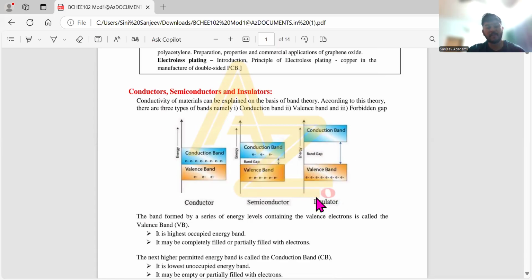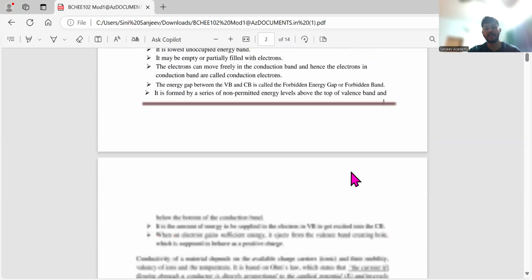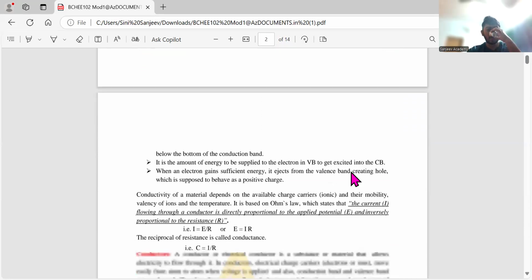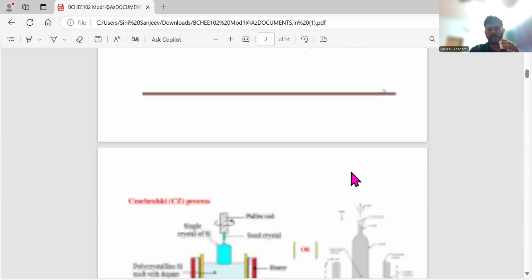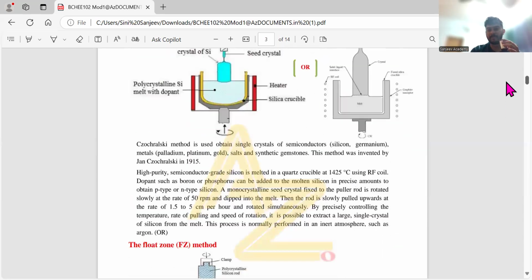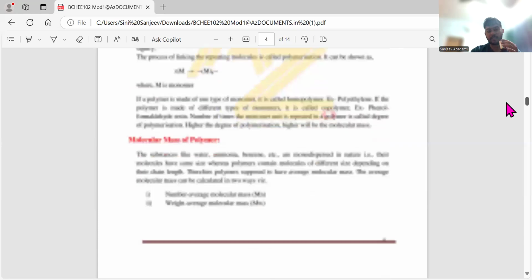Then you write the examples for conductor, semiconductor, and insulator. Conductor, all metals. Semiconductor, you know, gallium, and whatever materials we use in our phone. And then comes our insulator, that is wood, rubber. So I'm just going to discuss the most important things here, then later on, the least important ones.